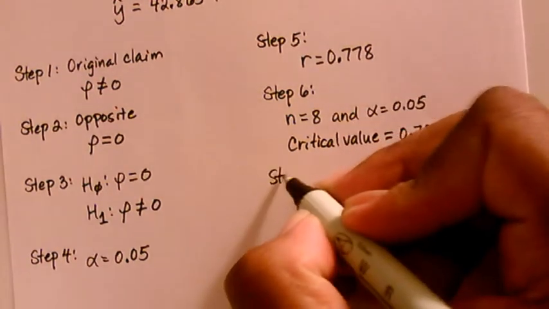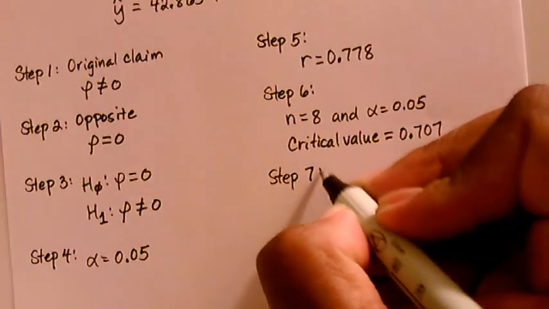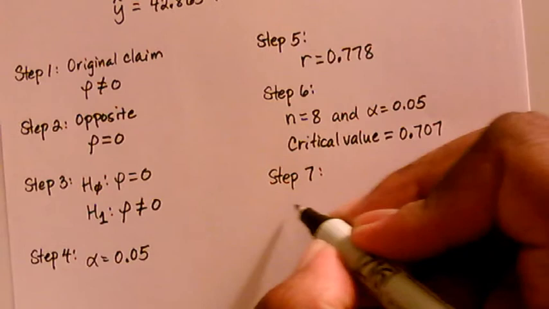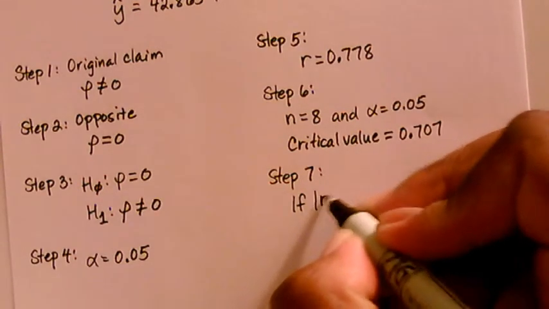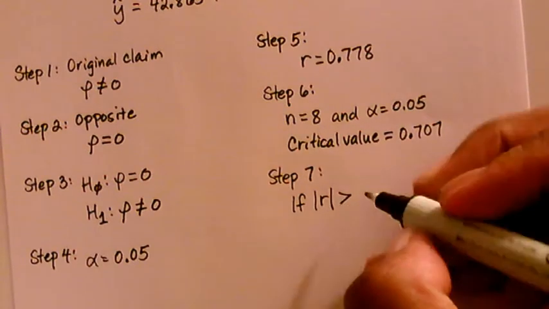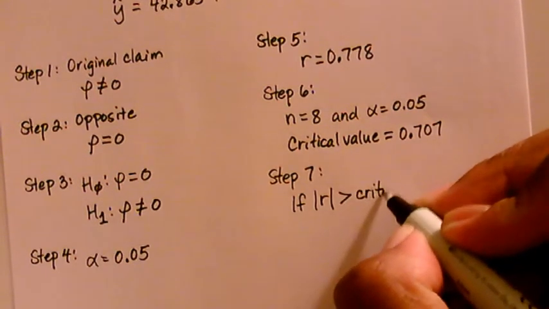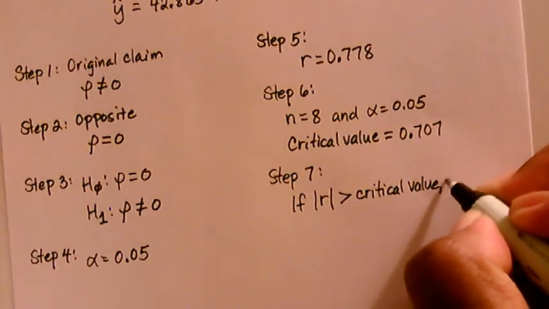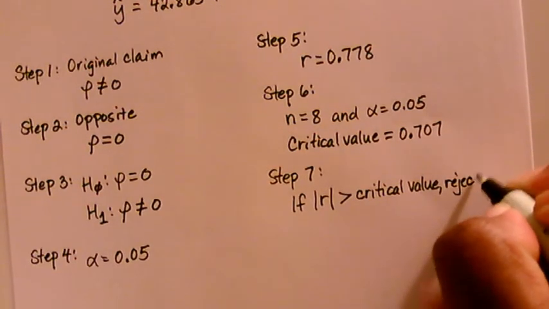And then step number 7 is your decision rule. Since we're using the critical value method, our decision rule will have to be this: if the absolute value of R is greater than your critical value, you're going to reject the null hypothesis.